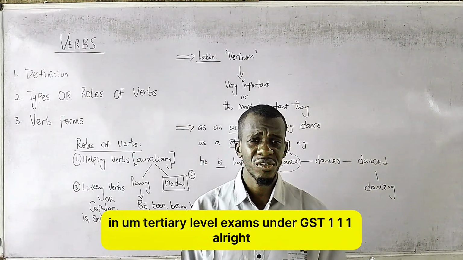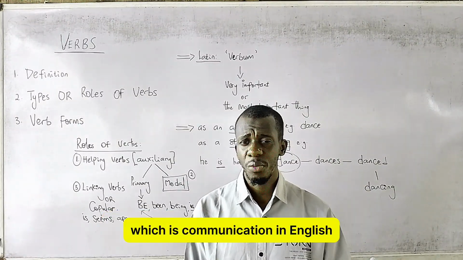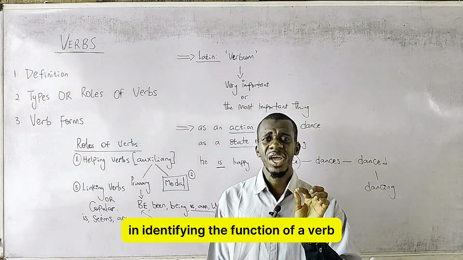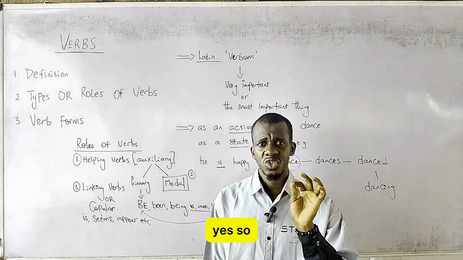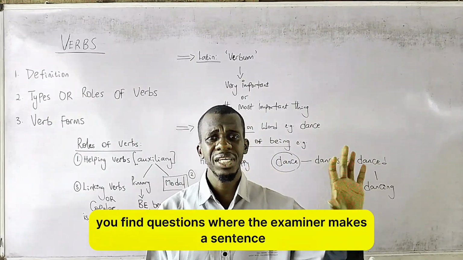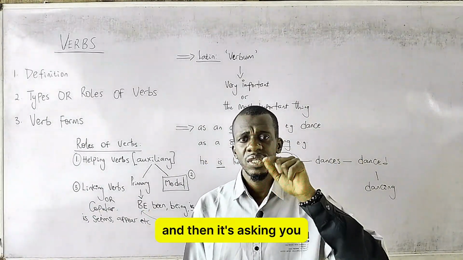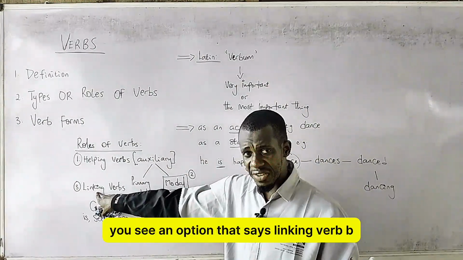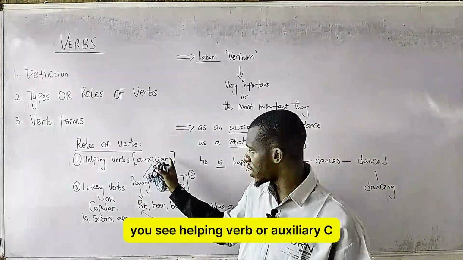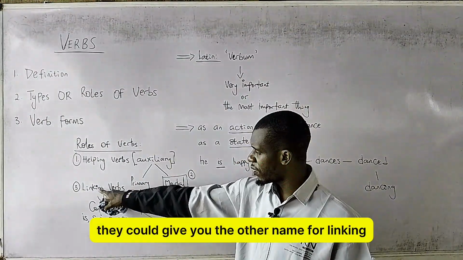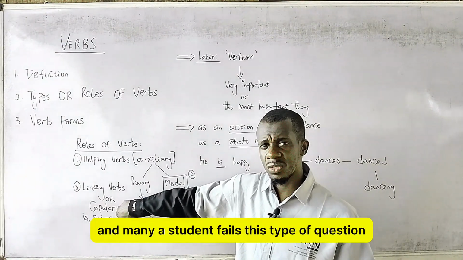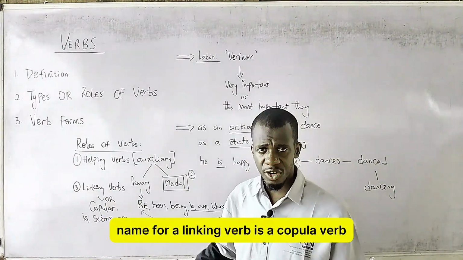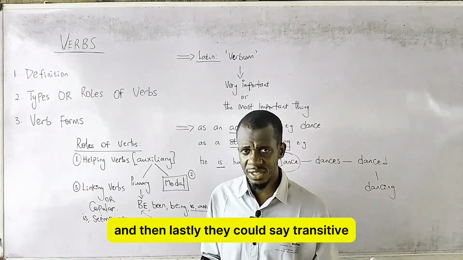In tertiary level exams under GST111, which is communication in English, students are often tested in identifying the function of a verb. So you find questions where the examiner makes a sentence and then asks you, the verb in this sentence is functioning as A. You see an option that says linking verb. B. You see helping verb or auxiliary. C. They could give you the other name for linking, which is copular, and many a student fails this type of question because they don't know that the other name for a linking verb is a copular verb. And then lastly, they could say transitive.